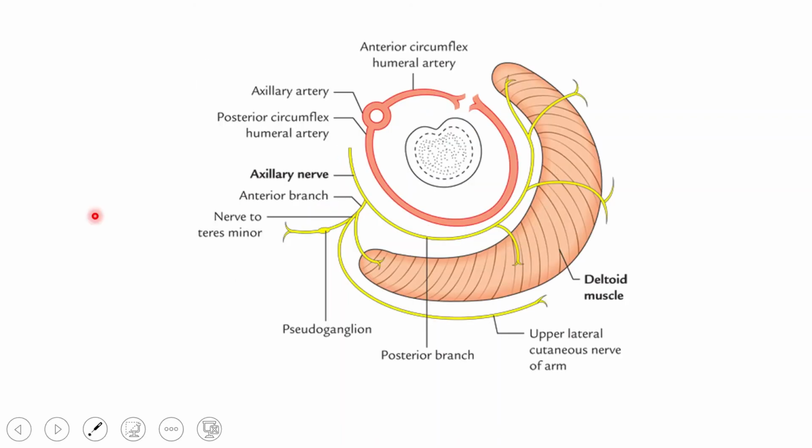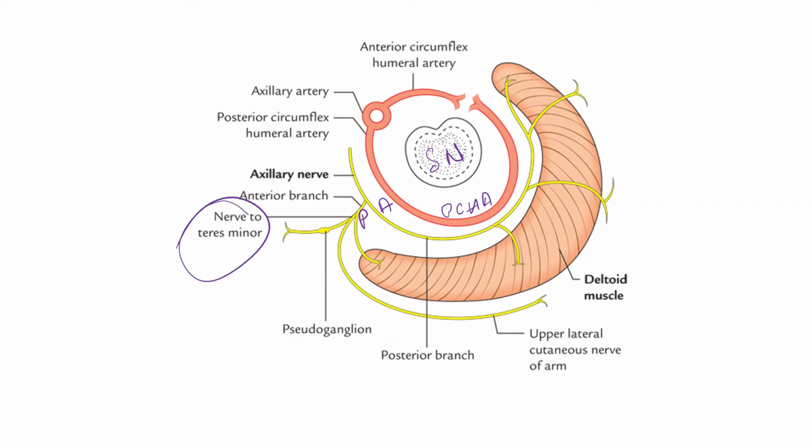So this is again the cross-sectional diagram showing the fate of the axillary nerve. As I have mentioned previously, the axillary nerve divides into its anterior division and the posterior division. The anterior division is seen running along with the posterior circumflex humeral artery and ends by winding around the surgical neck of the humerus. So this is the surgical neck of the humerus. The posterior division supplies the muscle that is teres minor and ends by forming the pseudoganglion over here.